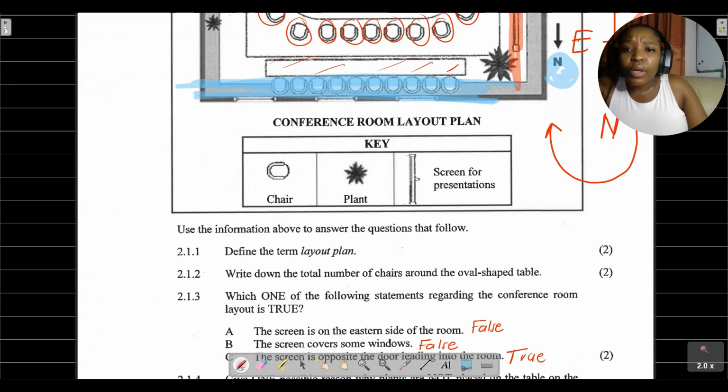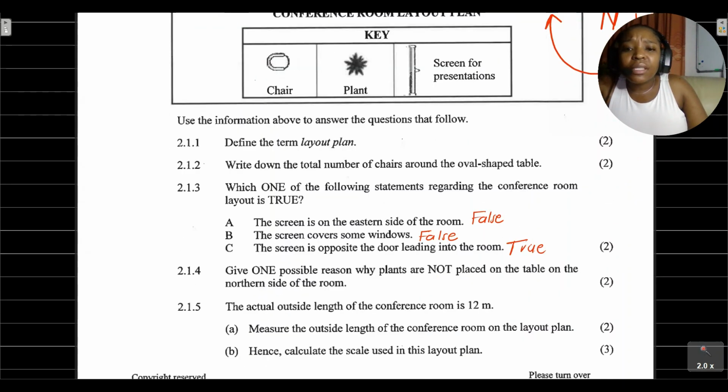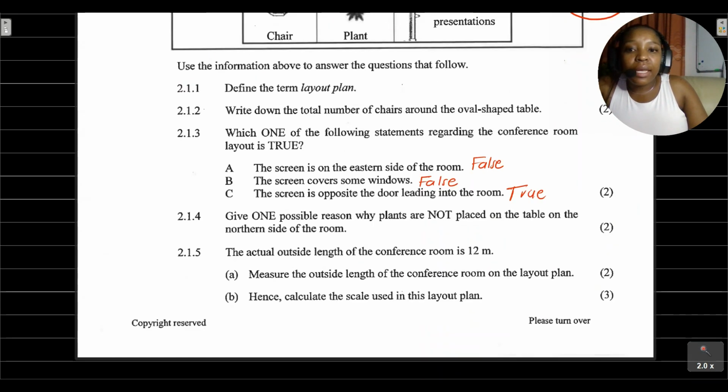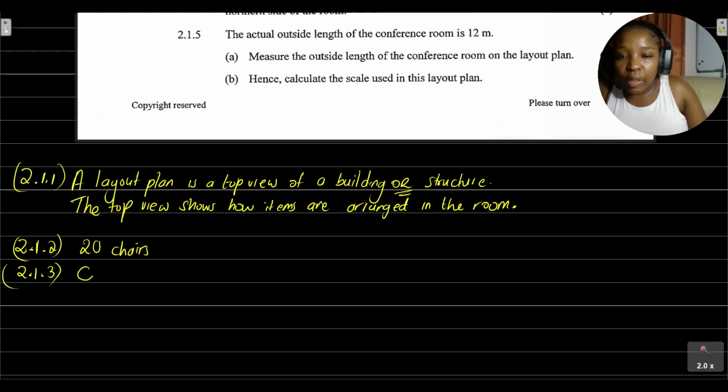Okay, they didn't put any plants on top of this table because if they were to put plants there on top of this table, those plants would actually obstruct the view of the participants that are sitting on these chairs. Okay, so that's basically the reason why the plants are not placed on the table on the northern side of the room. Okay, the plants would just obstruct the views of the participants.